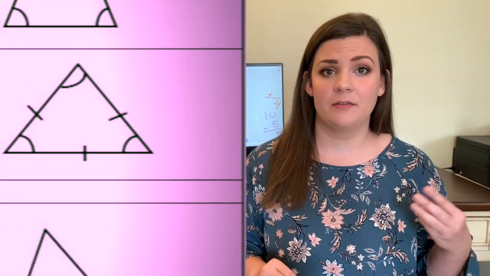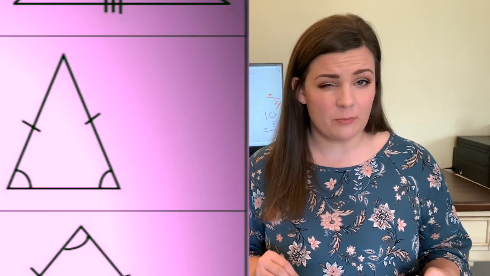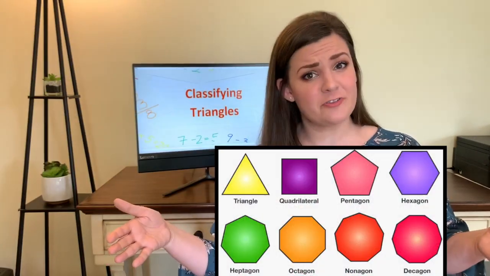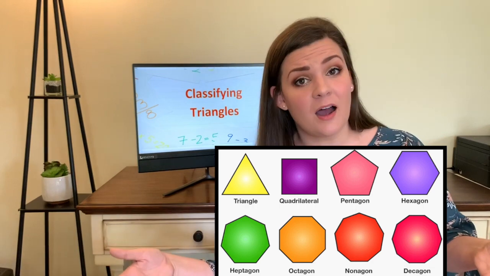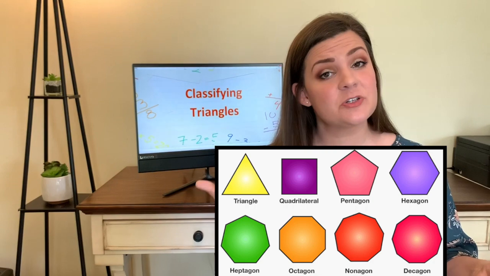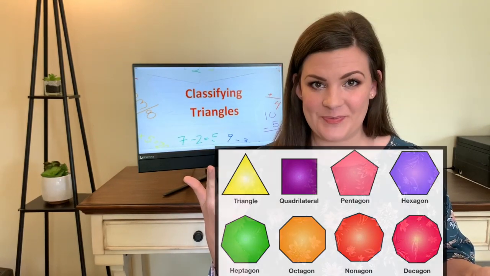A triangle is a polygon made up of 3 sides and 3 angles. Don't remember what a polygon is? No worries. Do these guys look familiar? The polygon family are a group of shapes that are closed, have at least 3 sides and 3 angles.